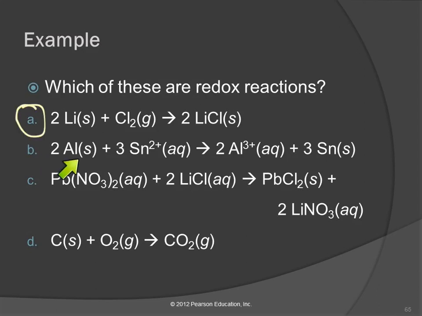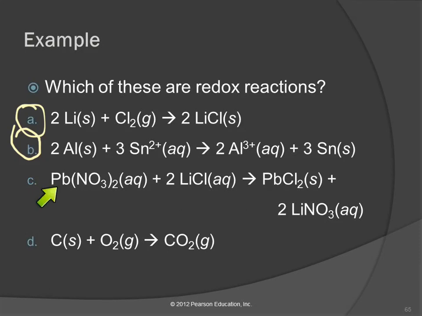How about this one? What's going on here? Here we've got aluminum with no charge. That's aluminum metal. And what is it over here? It's an aluminum ion. How did it become an ion? Transfer of electrons. Is this a redox reaction? Yes, it is.